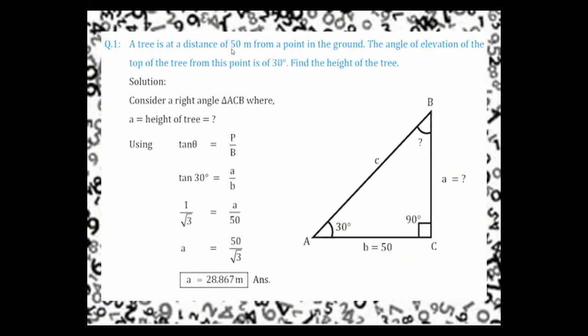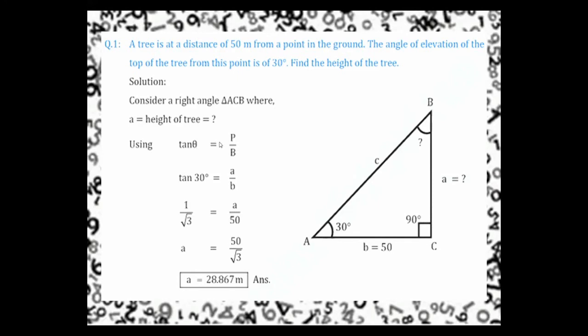A tree is at a distance of 50 meters from a point on the ground. The angle of elevation means from the ground or from the floor. The angle of elevation of the top of the tree from this point is 30 degrees. Find the height of the tree. Okay, a tree is at a distance of 50 meters, so the base is given. This is the base, that is 50 meters, and this is the ground. The angle of elevation of the top of the tree from this point is 30 degrees. So this angle A, that is 30, is given. You have to find the height, meaning you have to find the perpendicular, that is A.